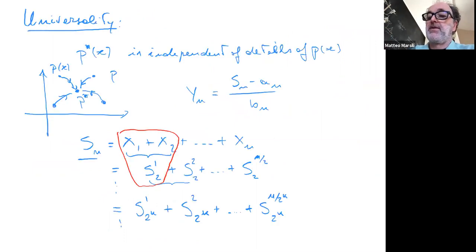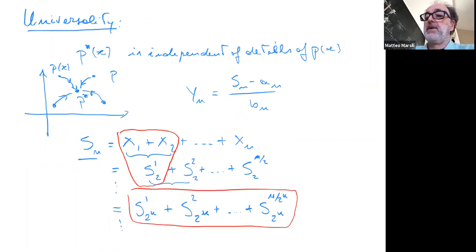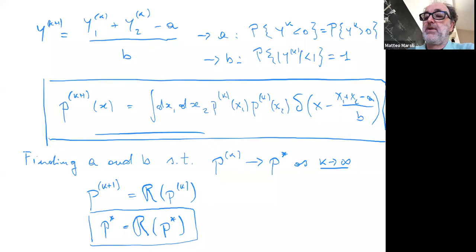So the original random variables at a particular level k in terms of the random variables at the previous level. Okay, so what are the properties of this transformation? First of all, you notice that now the solution of this equation for P star does not carry any detail of the original random variables.